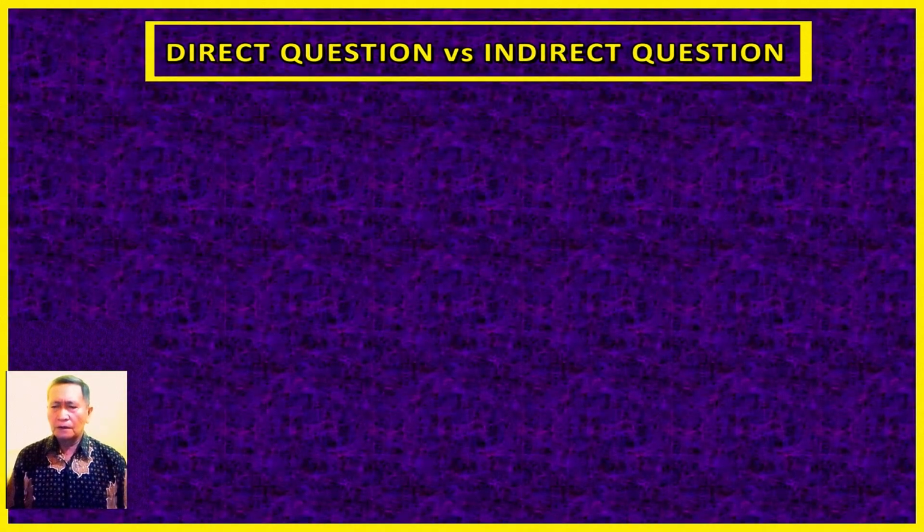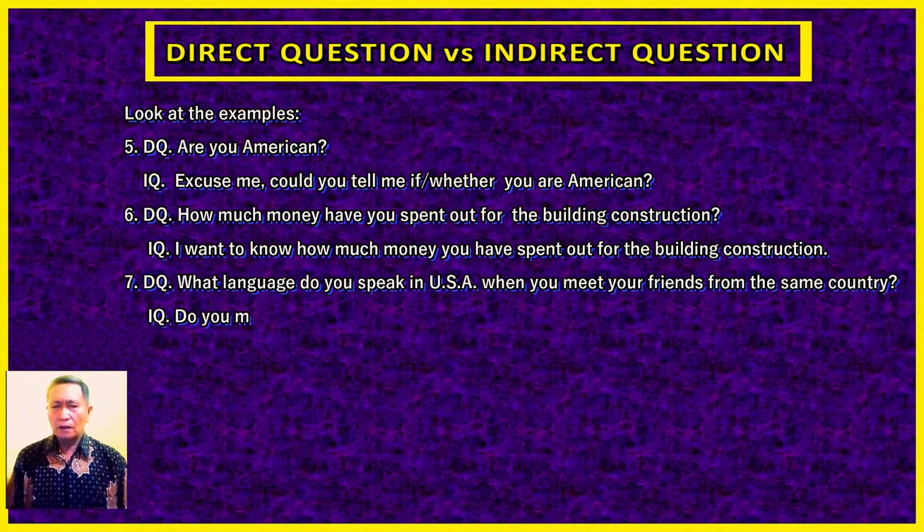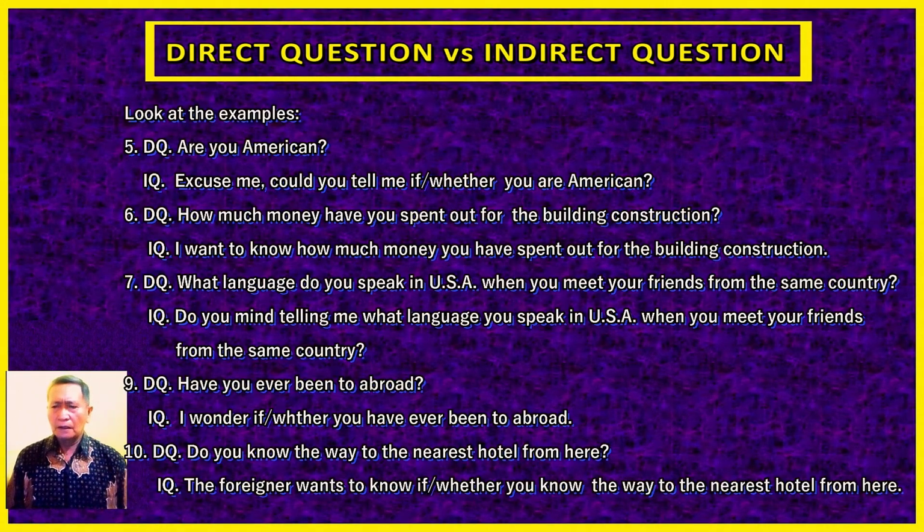5, direct question. Are you American? Indirect question. Excuse me. Could you tell me if or whether you are American? 6, direct question. How much money have you spent out for the building construction? Indirect question. I want to know how much money you have spent out for the building construction.